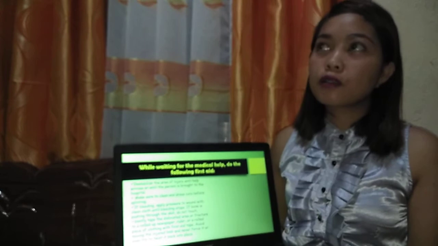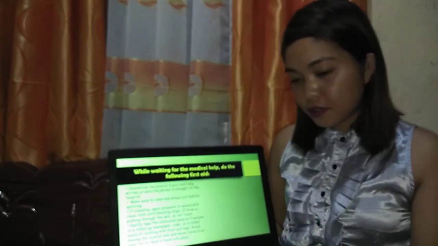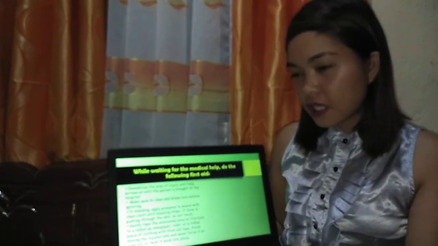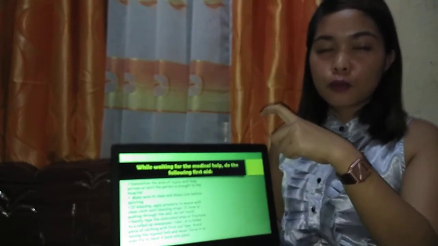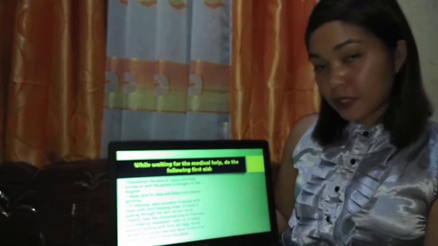And then, kapag yung injured part or yung injured na ugat ay nalinsad, wag natin siyang ipo-force. Halimbawa is nagganon yung buto, wag natin siyang ipo-force na ibalik sa dati. Mali po yun.